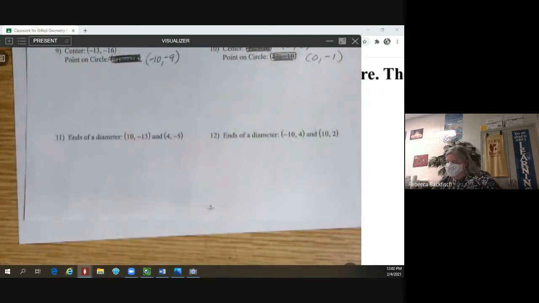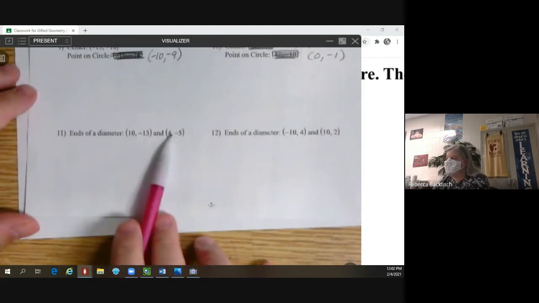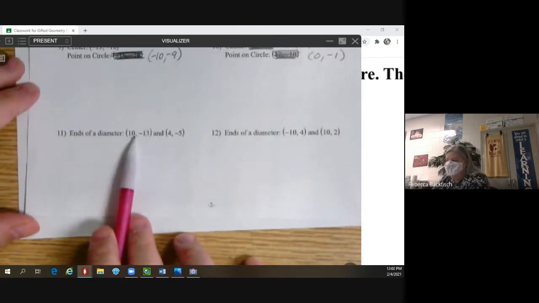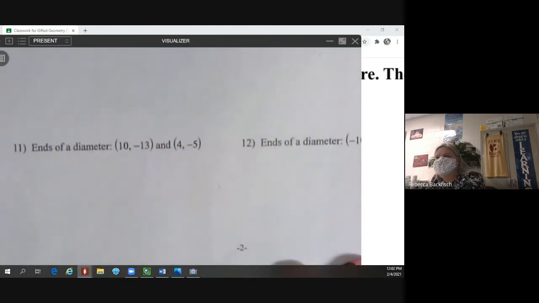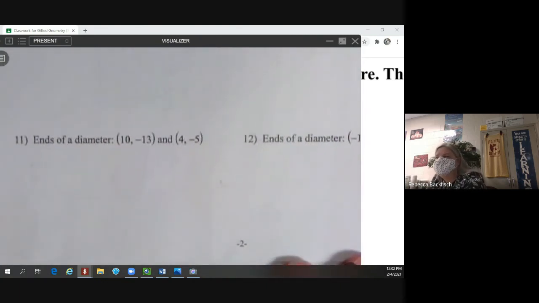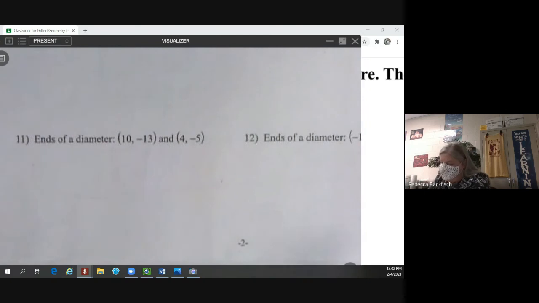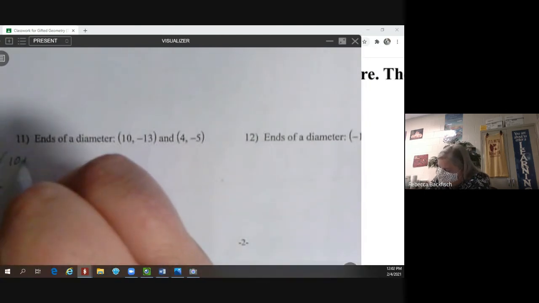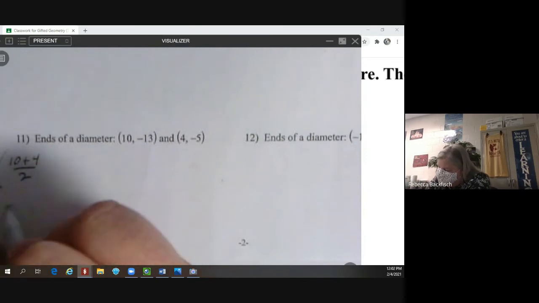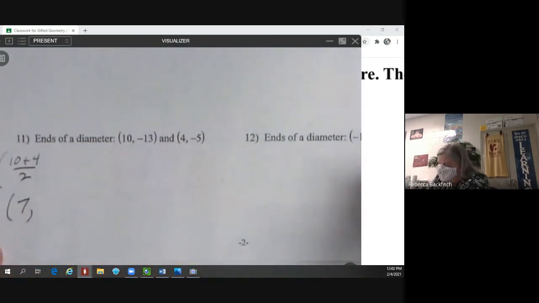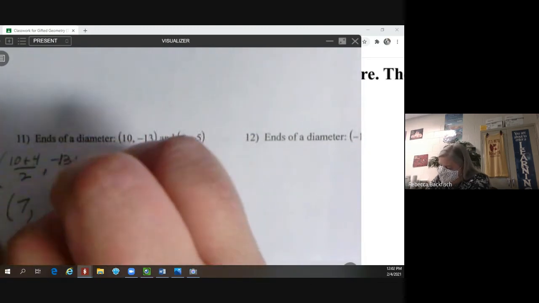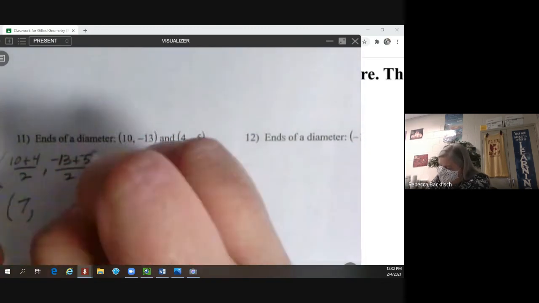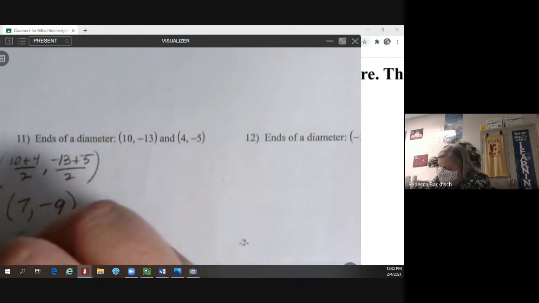So for this particular one, if I want the point that's immediately between these two, let me get closer for those of you at home, it's a little bit small. The two points are (10, -13) and (4, -5). So I'm going to say, well, let's average 10 and 4. That gives me 7. Let's average -13 and -5. That gives me -9. So there's my center.